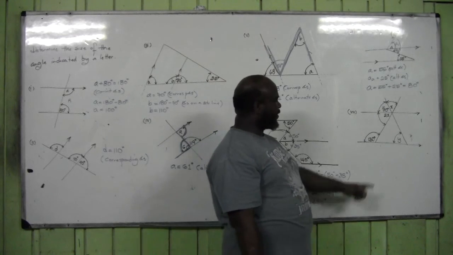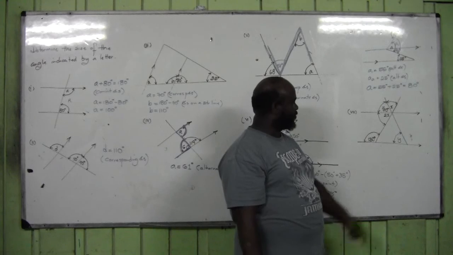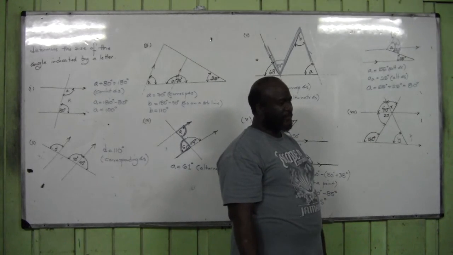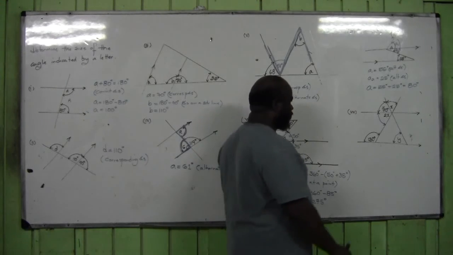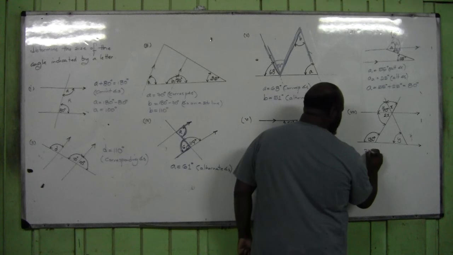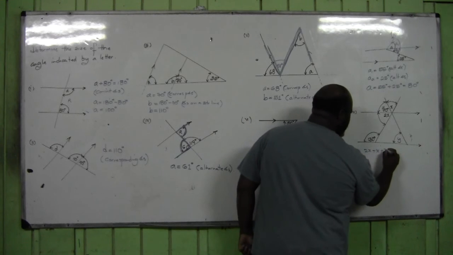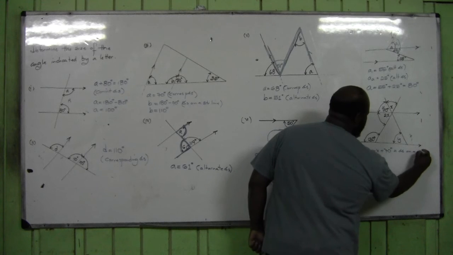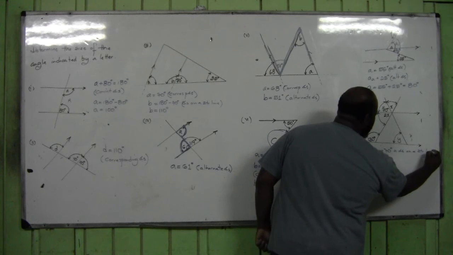Tell me, what can you tell me about these three angles? 2x, 70 and x. So they add up to, they're angles on a straight line. So I could say that 2x plus x plus 70, they are angles on a straight line.